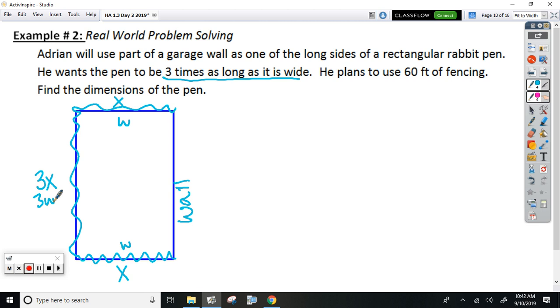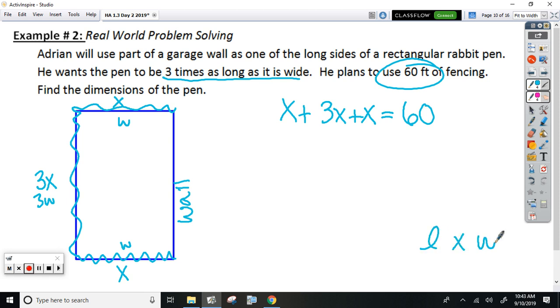And we are using 60 feet of fencing to enclose these three, so we'll just add up our like terms. X plus 3x plus x equals 60. Combine your like terms and solve. Make sure you find the dimensions. They want to know the length and the width, not just the width. Dimensions are usually in this form, length by width, and they use like an X to represent the word by.